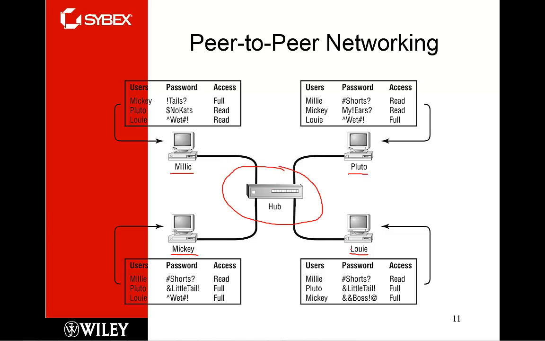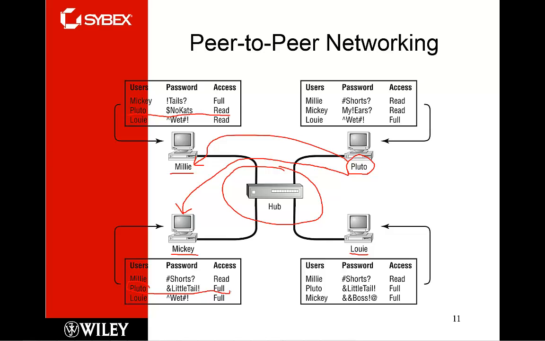And then if you want to go from, say, Pluto over here to Millie, and you want to access the files on Millie's computer, Millie can share resources and can say, oh, if someone's coming over from Pluto, then here is their password and they have read access. But what happens if you go from Pluto over to Mickey? Well, on Mickey's computer, you have to say, if you're coming from Pluto, here's a password, and maybe on this computer you have full access.